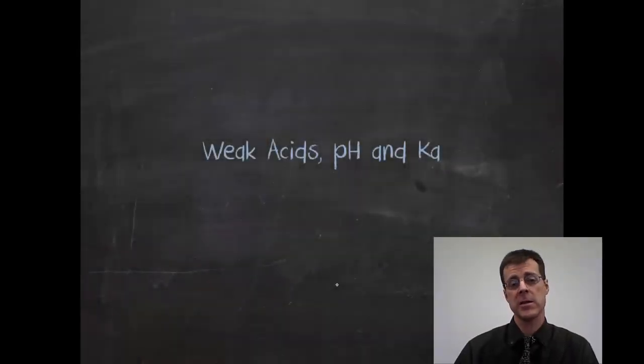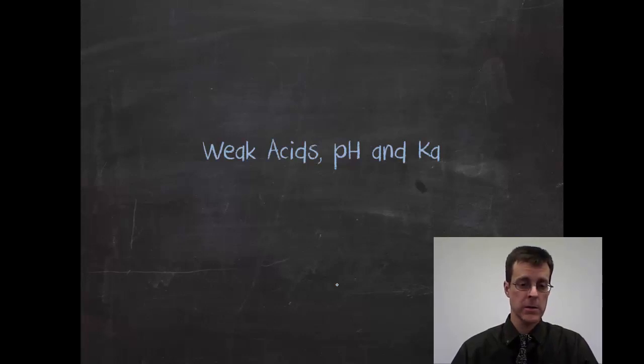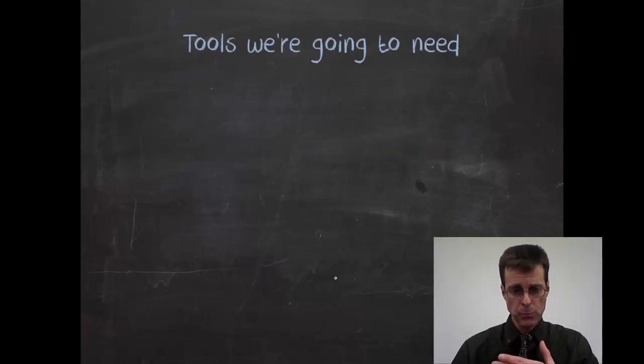All right, we have come to that stage in our understanding of equilibrium and our understanding of acids to now start talking about weak acids, what that means for the pH and the Ka. Now we're going to need a couple of tools in order to make use of this.